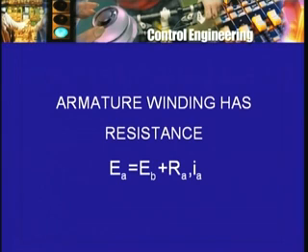as a first approximation, which is fairly good, we can write down the following equation. The applied voltage is equal to the back EMF produced in the armature winding plus a term that corresponds to the fact that the armature winding has a resistance, and therefore this term, as given by Ohm's law, will be RA into IA. IA, as usual, will denote the armature current. RA will be the armature resistance.